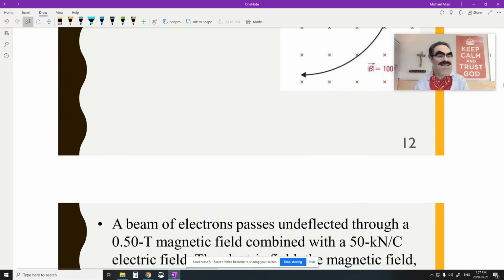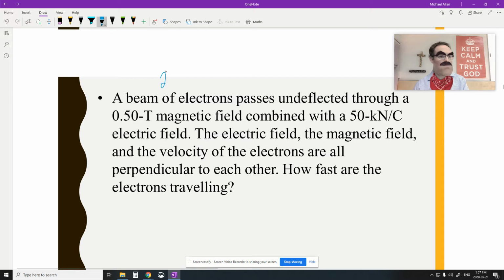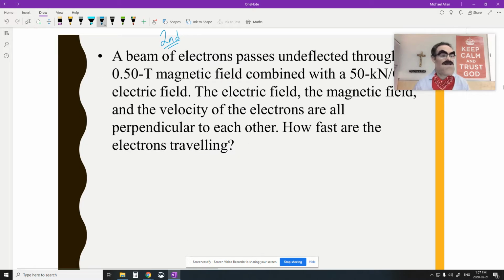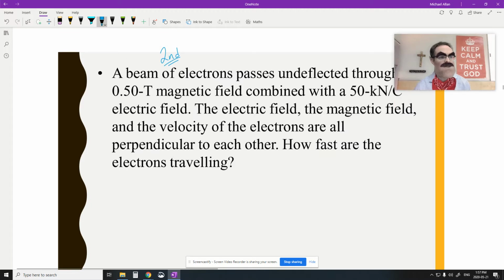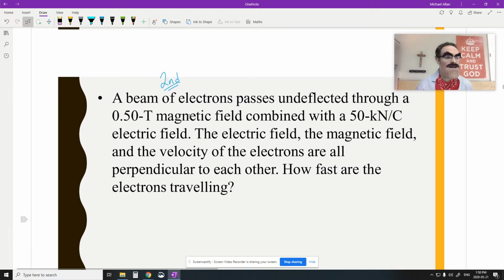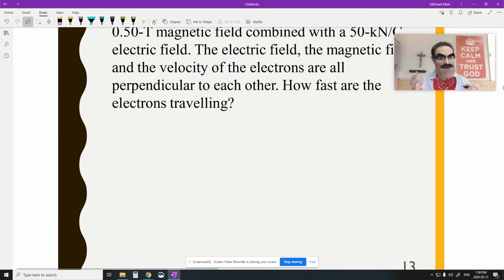Then the second thing that's going to happen is down here. These electrons, after the acceleration, are going at all different speeds, and they pass through a velocity selector. The beam electrons that pass through undeflected are the ones we care about. So let's go down here and try to determine the speed of electrons that pass through undeflected through a magnetic and electric field.